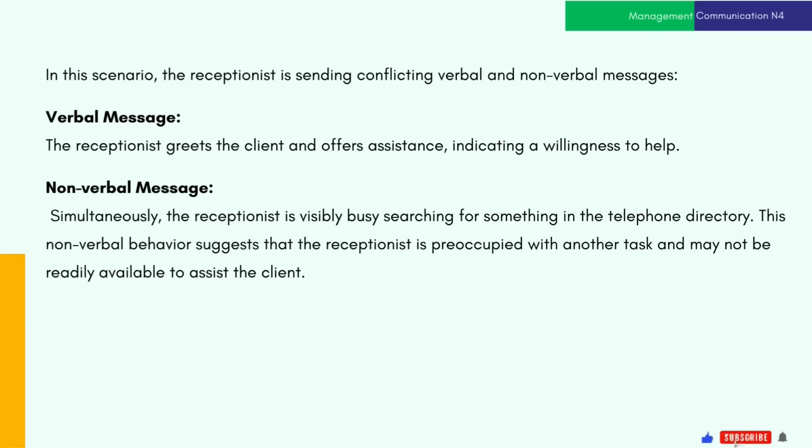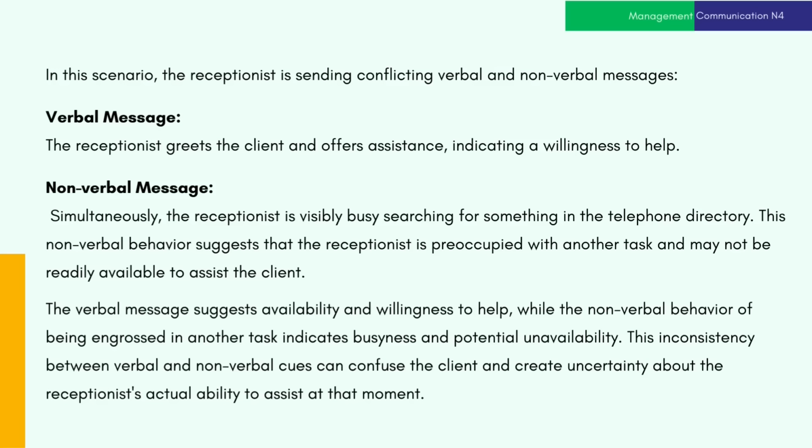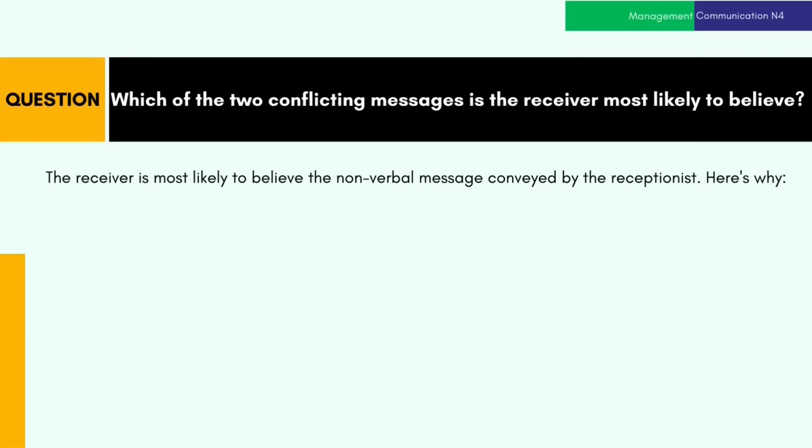This nonverbal behavior suggests that the receptionist is preoccupied with another task and may not be readily available to assist the client. The verbal message suggests availability and willingness to help, while the nonverbal behavior of being engrossed in another task indicates busyness and potential unavailability. This inconsistency between verbal and nonverbal cues can confuse the client and create uncertainty about the receptionist's actual ability to assist at that moment.